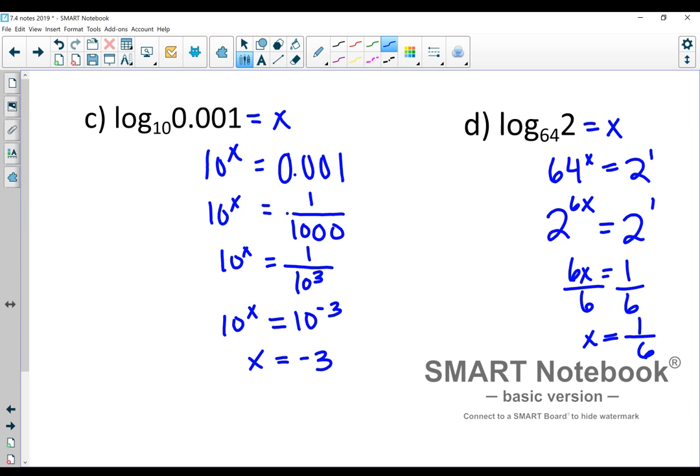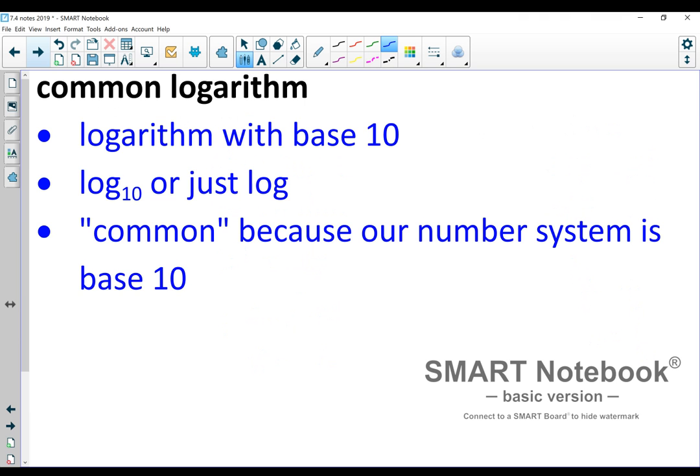So your first 7-4 worksheet will just be doing a bunch of these problems and getting a feel for how logarithms work. So the rest of this lesson is really going to be helping you for your next homework assignment.